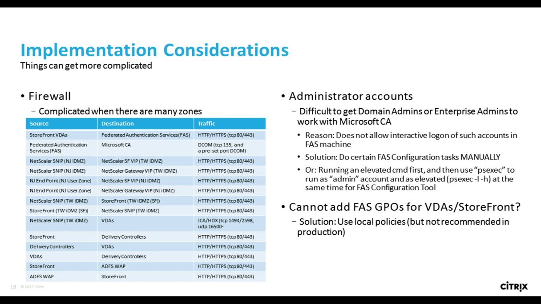So there are some implementation considerations that we've bumped into in the field. When we configure firewalls, they can be a little bit more complicated when there's a lot of different zones. If we have the scenario that we had earlier, with multiple types of zones into O365, into Azure, into the local on-prem site, the firewalls do get a little more complicated. There's a bit of a list of them just to give you a rough idea. From an administrator account perspective, it can be difficult to get domain admins or enterprise admins to work with the Microsoft CA.